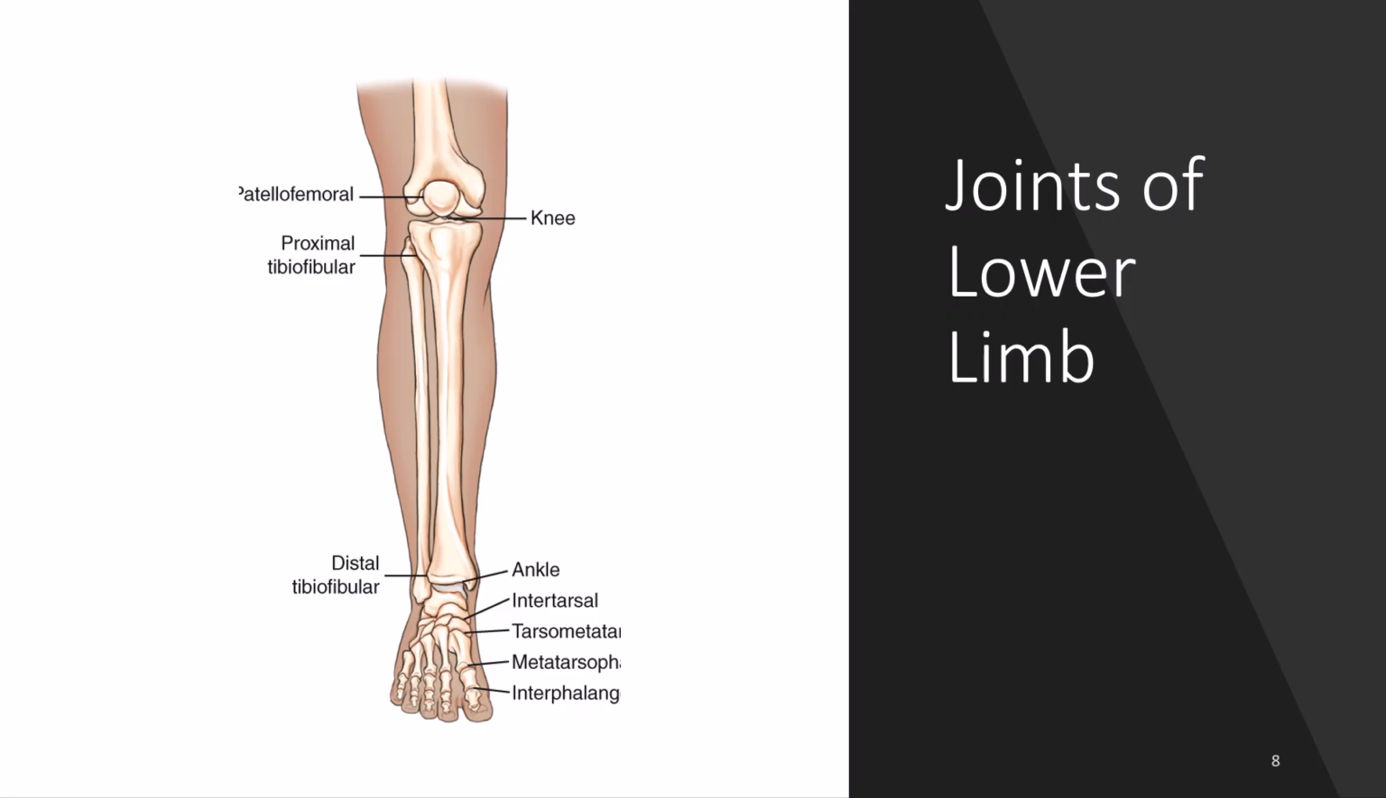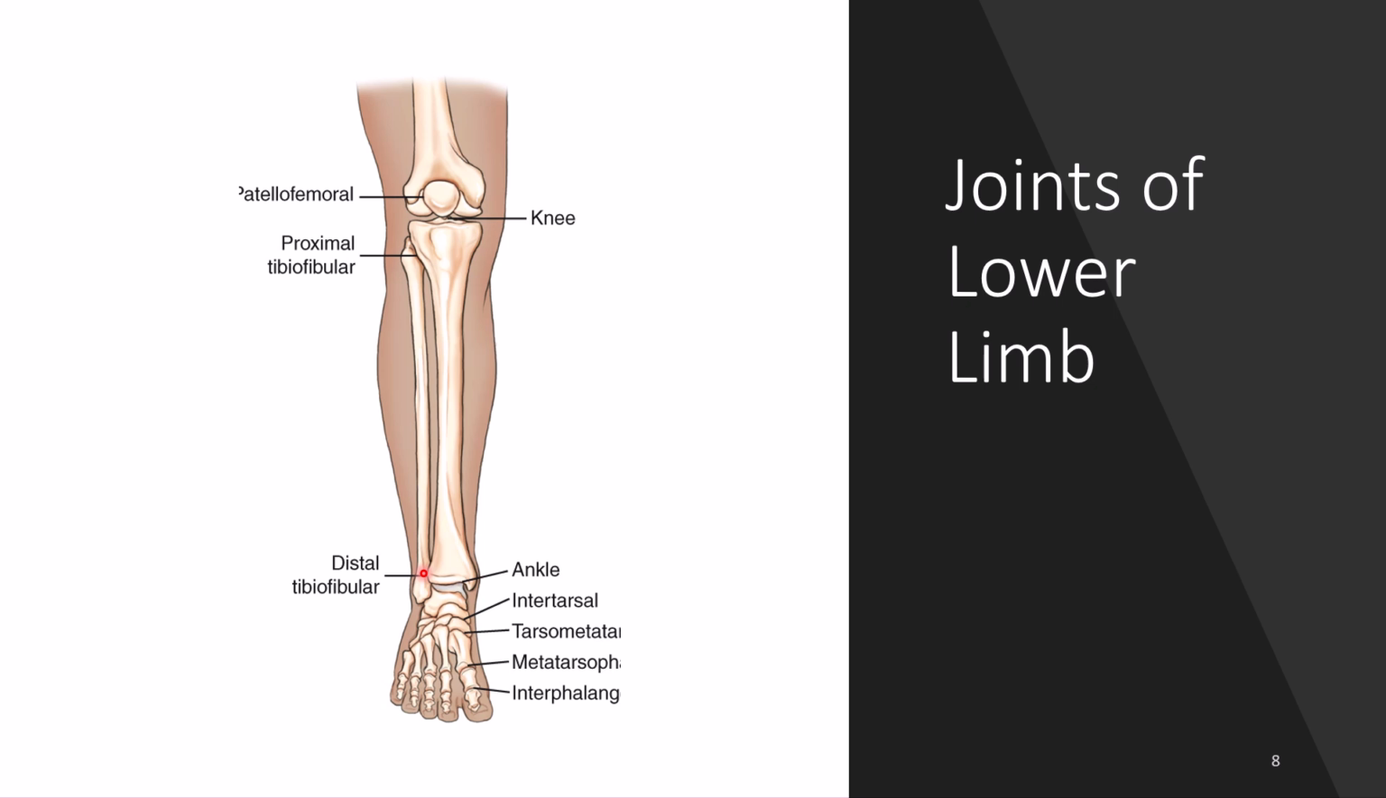All right. When we look at the joints of the lower limb, we do have the patellofemoral joint, which is between the patella and the femur. We have the knee joint as well, which is between the tibia and the femur. We have a proximal tibiofibular joint and a distal tibiofibular joint.